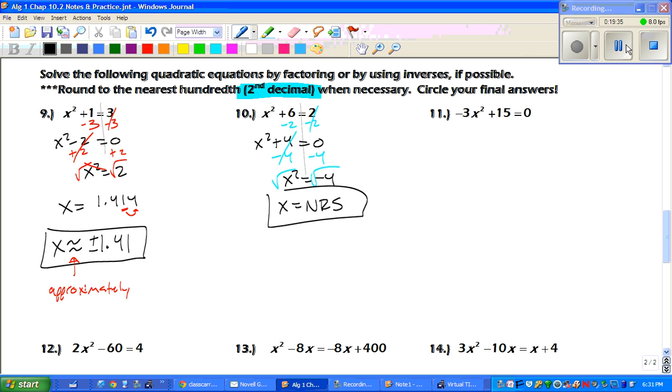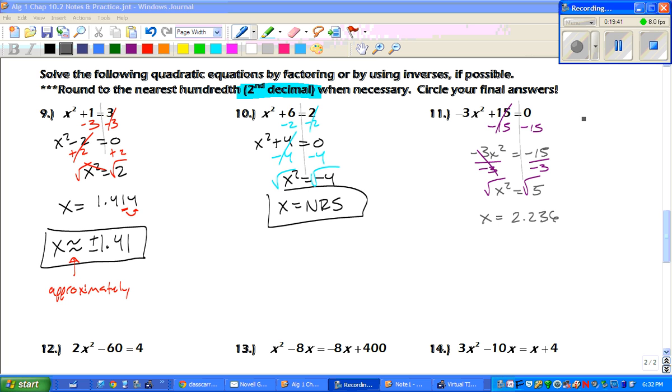All right, number 11, I'm going to pause the video, and I want you guys to do the whole thing by yourself. Okay? Good luck. Okay, so we could have taken out a GCF, but this one we're going to solve by inverse. Okay? So I subtracted the 15, I divided by negative 3, and then I'm taking the square root.